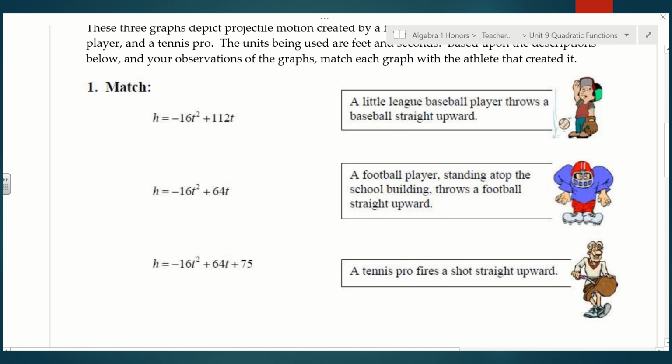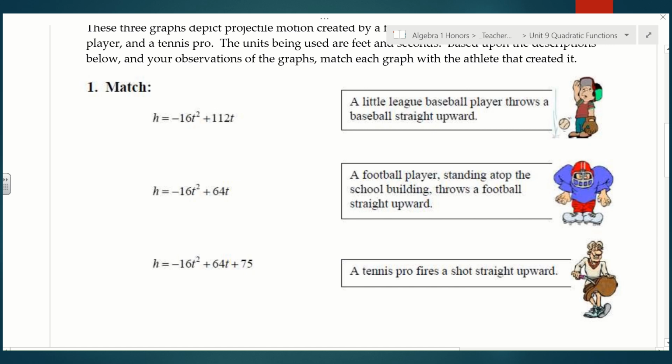The middle term is something that we haven't talked about before. This is new to us. When I say middle term, I mean the B term, the one that's the coefficient of x, or in this case, t. So the 112 and the 64. Those numbers represent velocity, or initial velocity. Remember, velocity is almost like a speed, or rate of change in whatever units we're talking about per whatever time we're talking about.